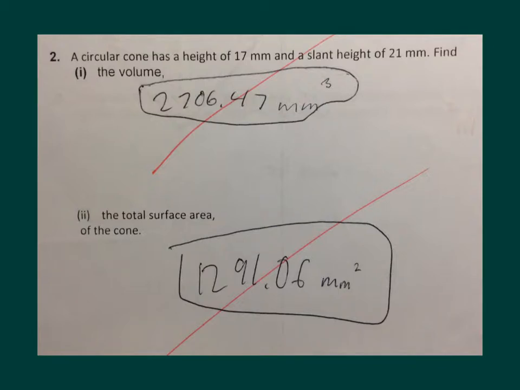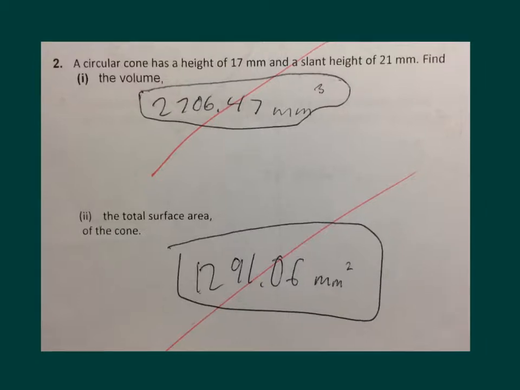Okay, so in this video I'm going to explain how to answer this question number 2 of type 2. A circular cone has a height of 17 and a slant height of 21. In this paper there are already answers, but I'll show you how to get these answers. Let's start with the volume.